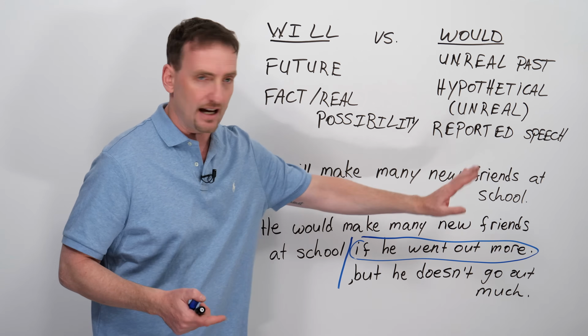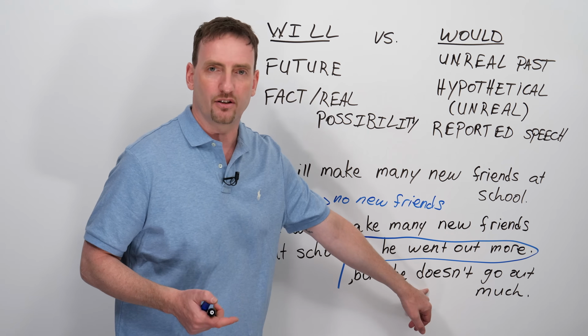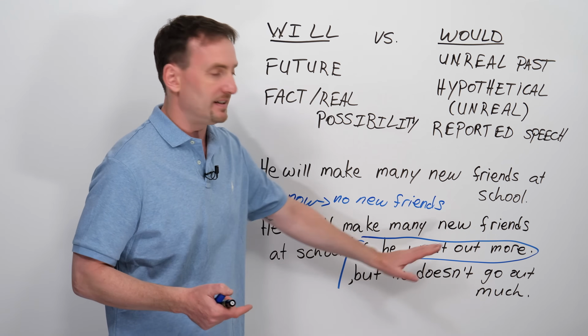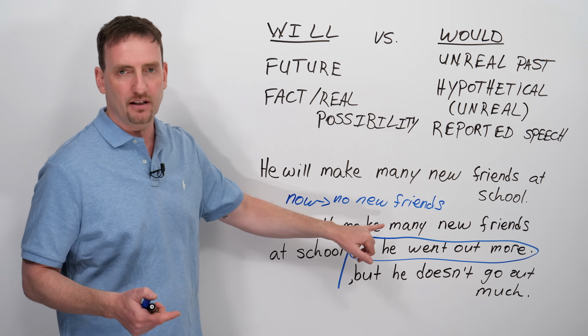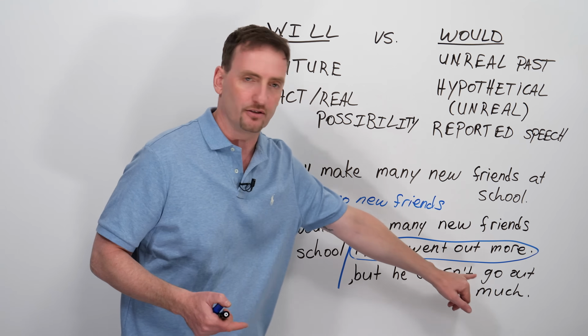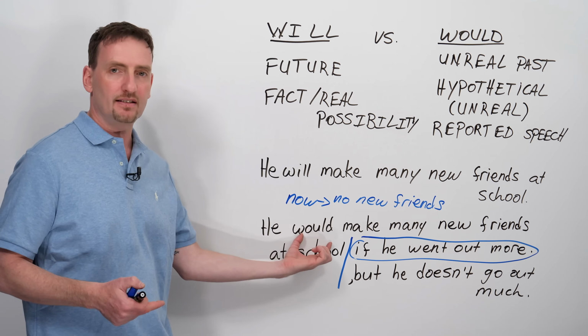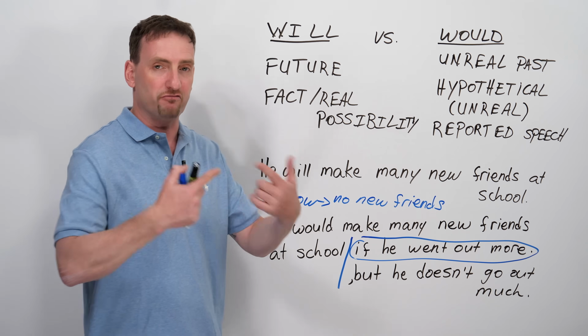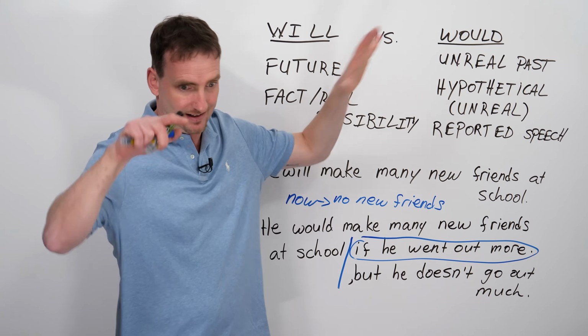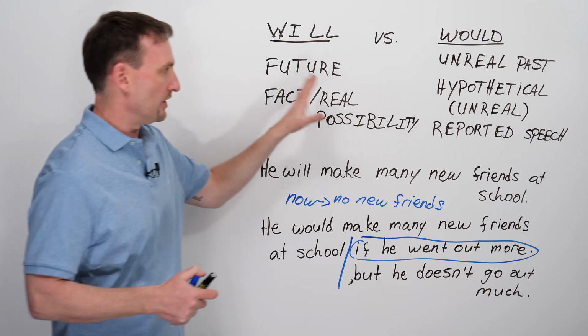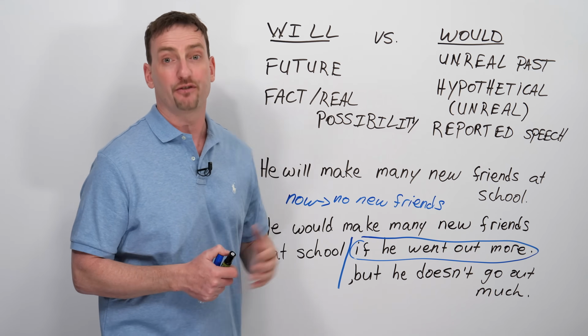I can just take this out completely and just go to this conclusion, right? But he doesn't go out much. So now, not making friends, why? He doesn't go out. But the key here is I'm talking about an unreal situation, a hypothetical situation. Now, okay, we're going to look at some other examples to understand the other functions.